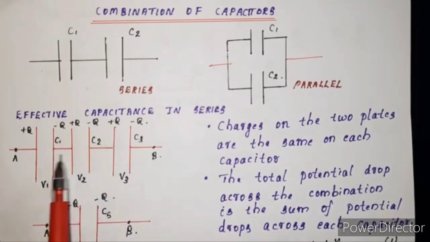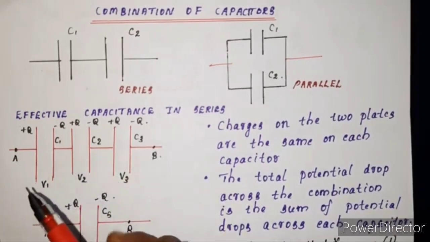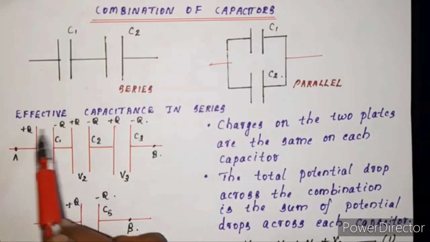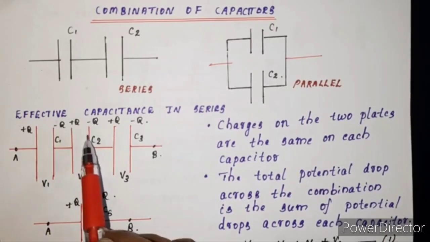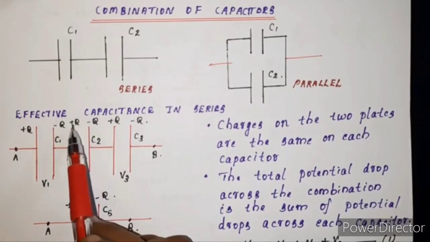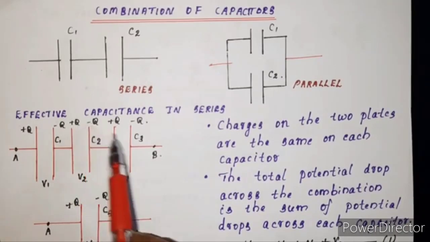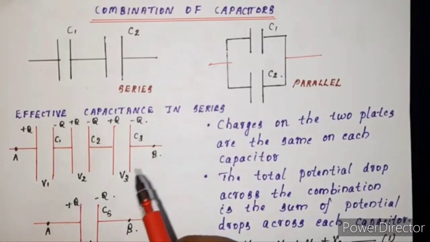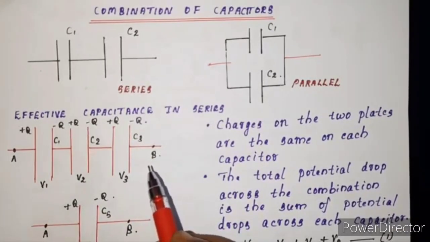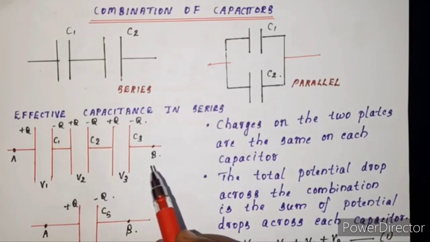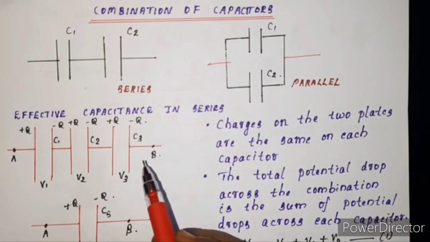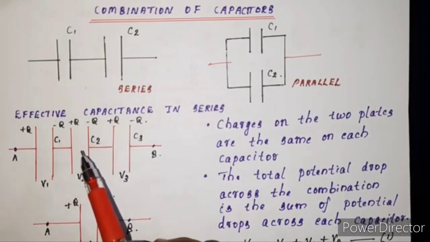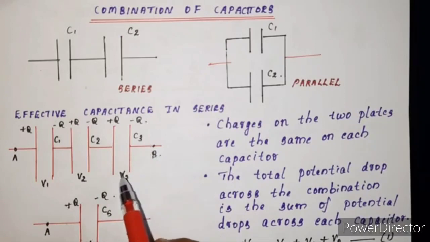Okay. So when they are connected in series, there is a point to be noted. If here the charge is plus Q and minus Q, on capacitor C2 also the charges are plus Q and minus Q. Here also plus Q and minus Q. What do we mean by that? Charges on the two plates are the same on each capacitor when they are connected in series. So that is the first point to be noted in series combination.